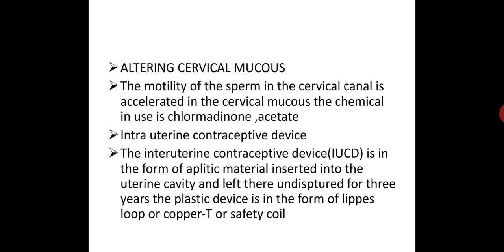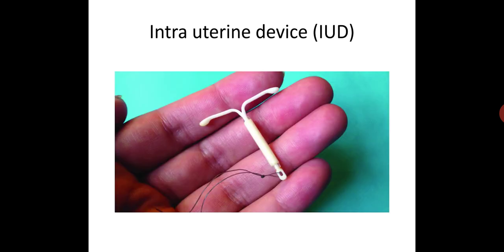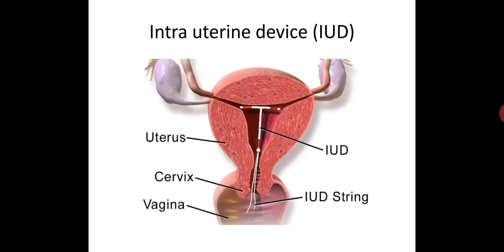Next is intrauterine contraceptive devices, otherwise called IUCD. It is a form of plastic material inserted into the uterine cavity and left there undisturbed for 3 years. The plastic devices are in the form of Lippes loop, copper T, or safety coil. This plastic intrauterine device is inserted in the uterus and left for 2 to 3 years so that she can prevent pregnancy.